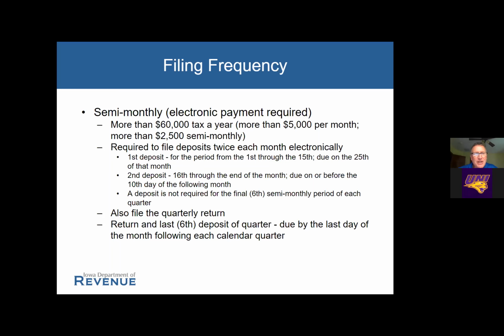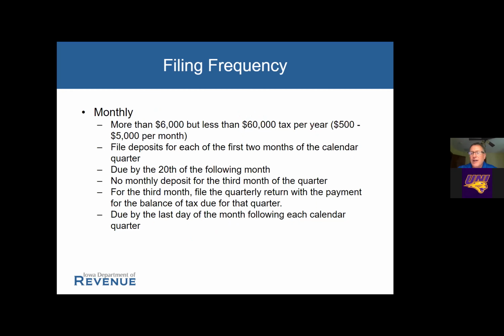If you're not that big and not remitting that much tax, we also have a monthly filing frequency. This is for businesses that are remitting more than $500 a month, but less than $5,000 a month. They file deposits on each of the first 2 months of the calendar quarter. These are due by the 20th of the following month. There's no monthly deposit for the 3rd month of the quarter. For the 3rd month, you have to file the quarterly return with the payment for the balance of tax due for the quarter.